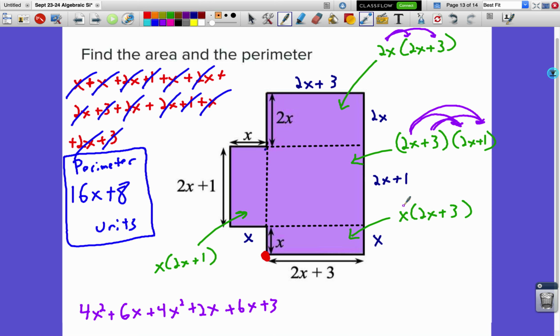All right, now I'm up to this one. Now I gotta distribute this x. I'm gonna get a 2x squared plus 3x, and I'll distribute the x here. That gives me a 2x squared plus x.